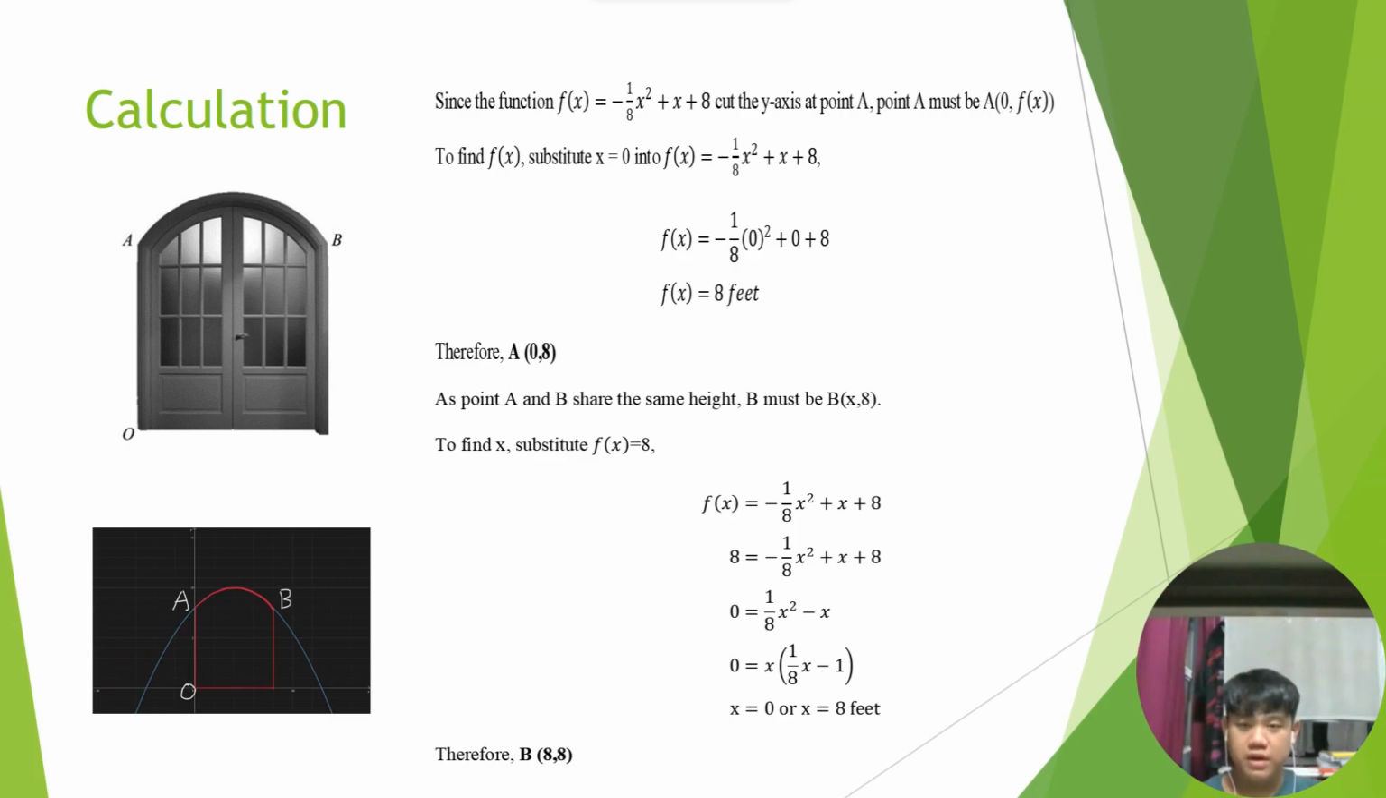So for the calculation part, we need to find the coordinates A and B first, and since the equation cuts the y-axis at point A, the x-coordinate for point A is equal to 0, and when we sub x equals to 0 back into the equation, we get the y-coordinate for point A, and since points A and B are at the same level, they share the same y-coordinate, and when we sub that y back into the equation, we get the x-coordinate for point B.